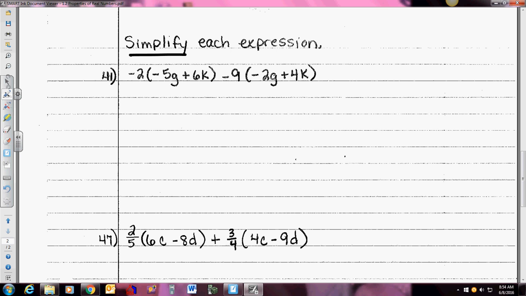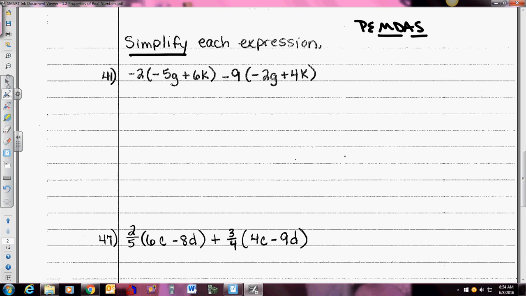You still follow PEMDAS, right? PEMDAS, P-E-M-D-A-S. Even though this stands for parentheses, it's really grouping symbols. So you do grouping symbols, then exponents, then multiplication, division, left to right, then addition, subtraction, left to right.